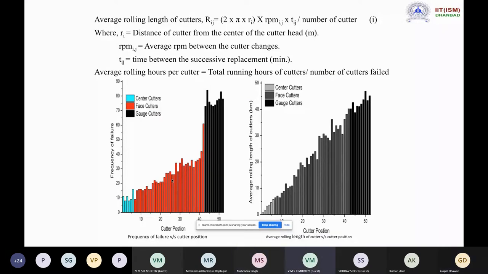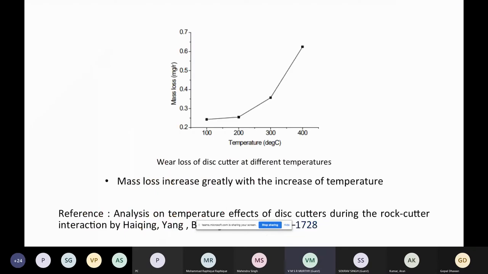Right, sir. So this is basically when we analyzed the data from Parvati, we were trying to capture how the cutter consumption was at different locations for different cutters. And we found center cutters consumed less, or the failure was much lesser compared to face cutters, and the gauge cutters were the highest. And that's principally because of the rolling life, apart from the abrasivity and the kind of loading that we are doing.